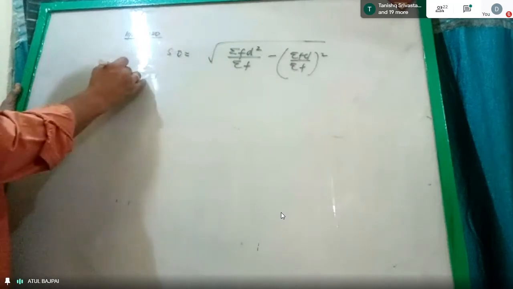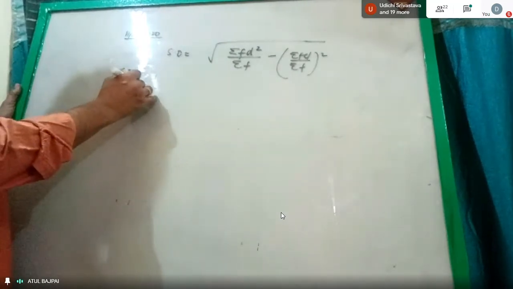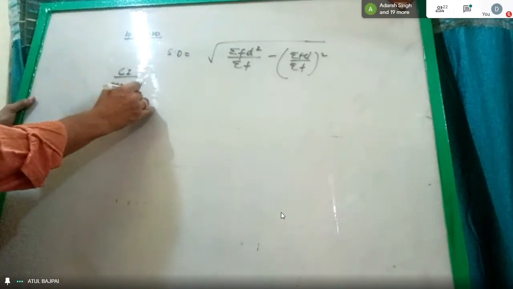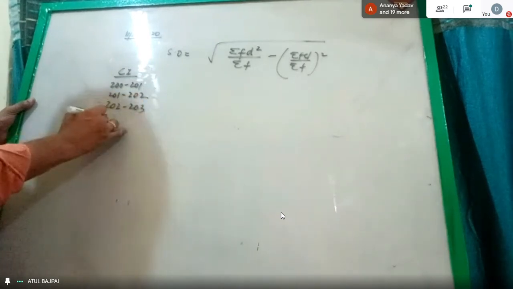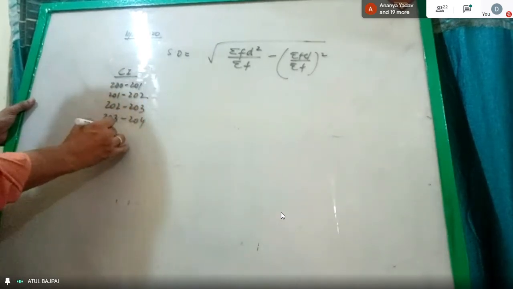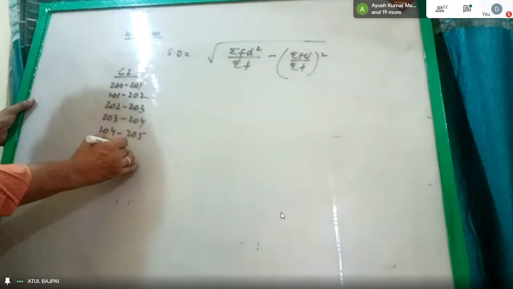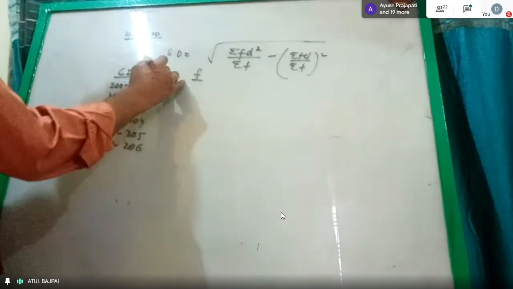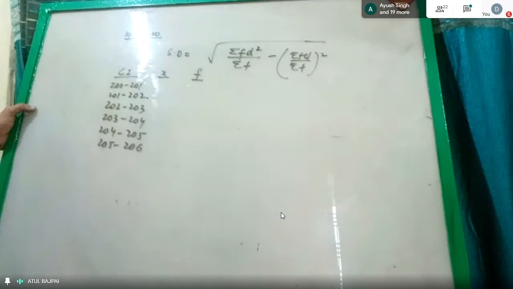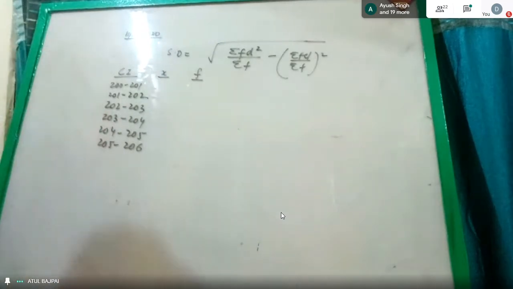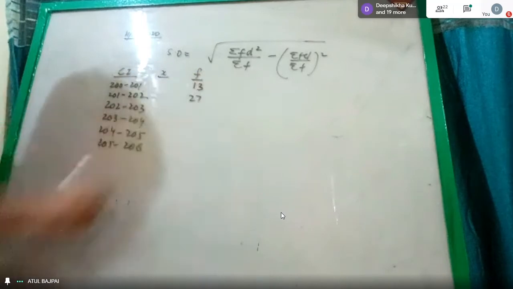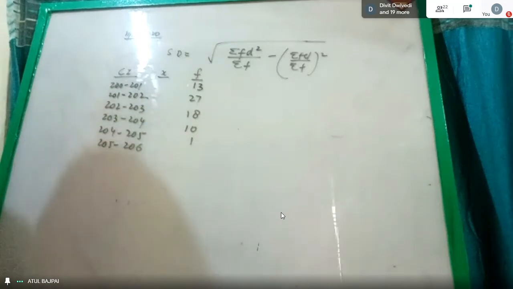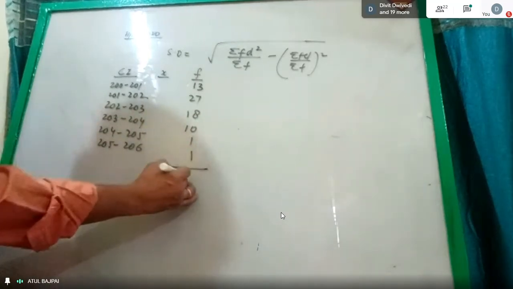Now, classes 200 to 201, 201 to 202, 202 to 203, 203 to 204, 204 to 205, and 205 to 206. Then I'm leaving space for x, because for deviation we need x, so I left the space for x. Frequencies are 13, 27, 18, 10, 1, 1. Find sigma f first.